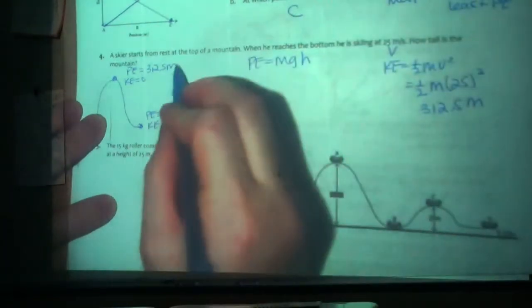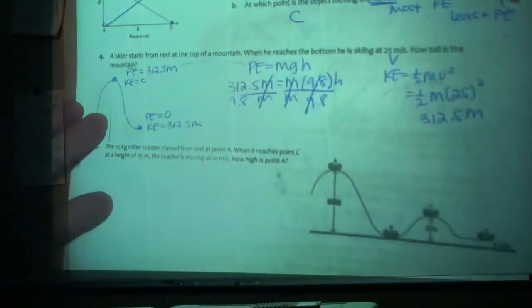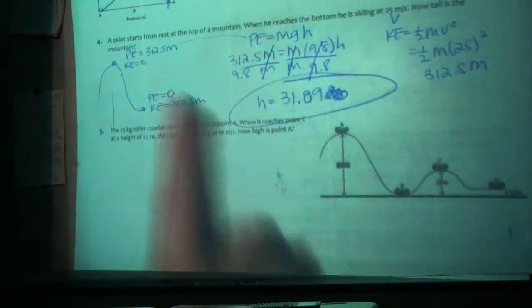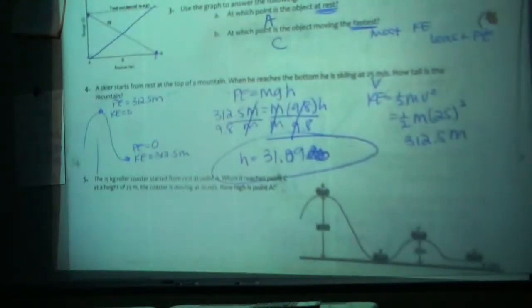And we are looking for how tall the mountain is, or how high it is. Well, potential energy is mass times gravity times the height. So if I know my potential energy is 312.5 m, and this equals m times gravity 9.8 times height, to get h by itself, we're going to divide by m. Oh look, the m's cancel, which is what we wanted to happen. And then divide the 9.8 over as well, and that gives me a height of 31.989. I'm going to leave the meters off so you don't think that that's a mass. So in this case, we didn't have the mass. It's okay because it ended up canceling out in the end, so we just used the letter m for mass.